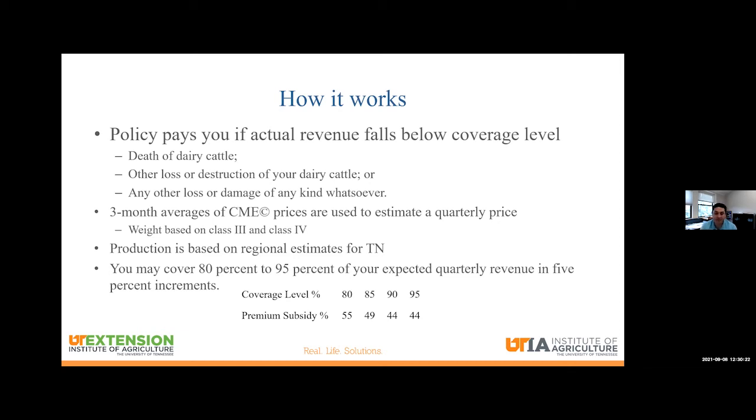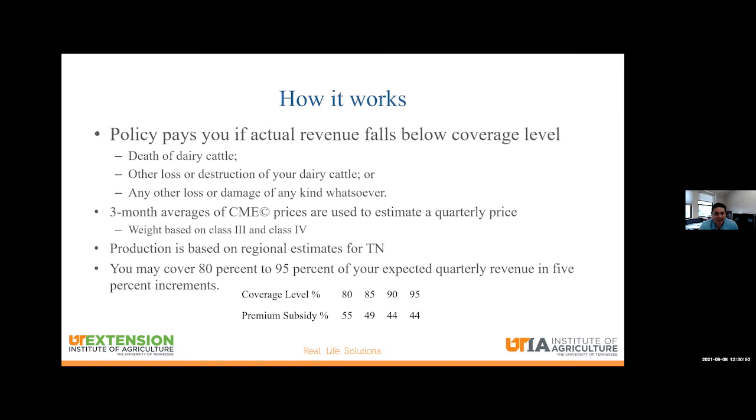It's critical to acknowledge that it does not pay for the death of dairy cattle, any loss or destruction of your dairy cattle, or any other loss or damage of any kind whatsoever. That comes straight from the government or the program. I guess they're just throwing it out there as a catch-all.